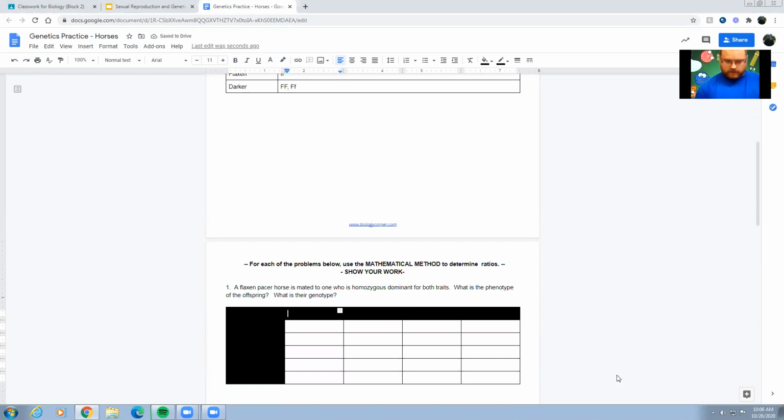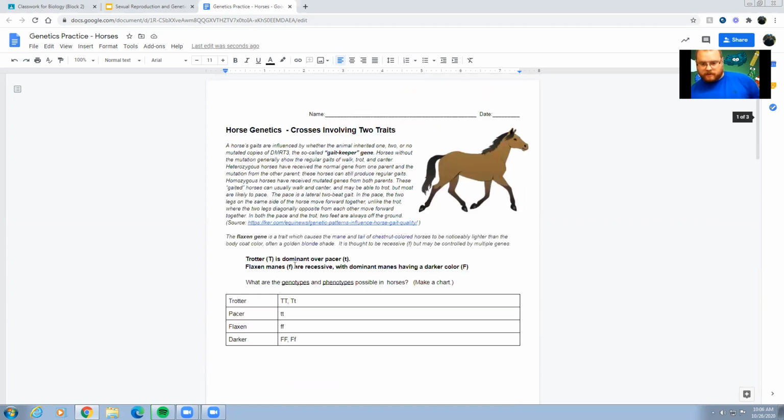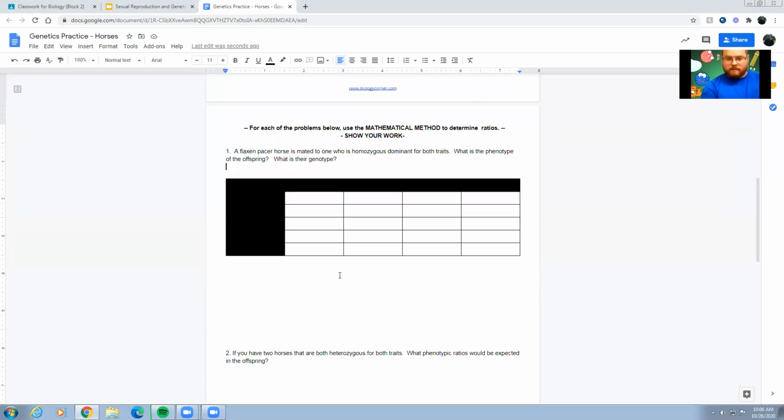All right, so let's go ahead and get the parents' genotypes. A flaxen pacer horse: flaxen is recessive, pacer is recessive too. It means that she has the genotype of little f little f, little t little t. Then they are reproduced with something that is homozygous dominant. So obviously that's going to be big F, big F, big T, big T. So we're going to go ahead and throw this into our Punnett square.